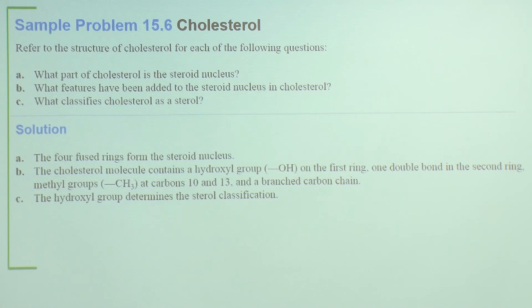The hydroxyl group: OL, sterol, OL, that tells you there is a hydroxyl group. So from alcohols way back in the beginning, we said any name ending in OL is an alcohol, a hydroxyl group.